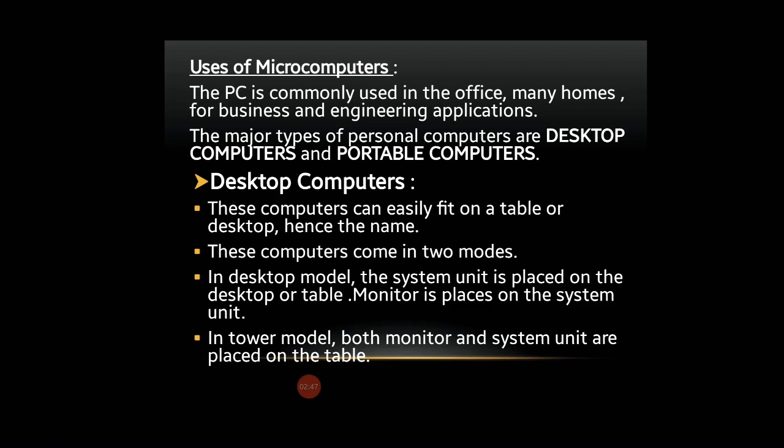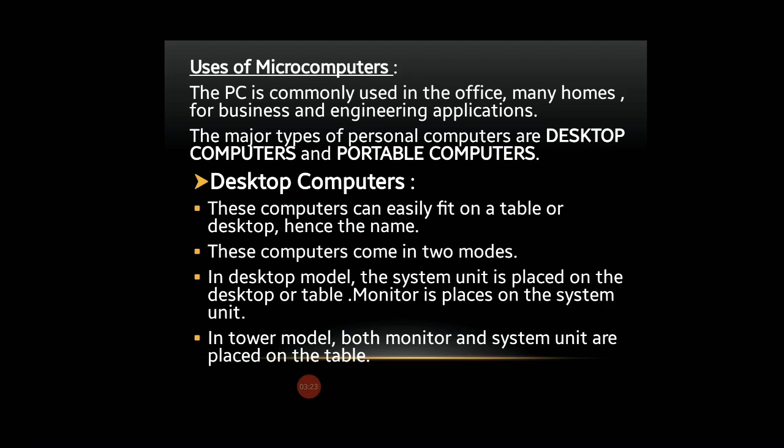In the desktop model, the system unit is placed on the desktop or table, and the monitor is placed on the system unit. System unit means CPU. Here first we keep the table, on the table horizontally we keep the CPU or system unit, and on the CPU we keep the monitor, keyboard, mouse, everything. So this is the desktop model.